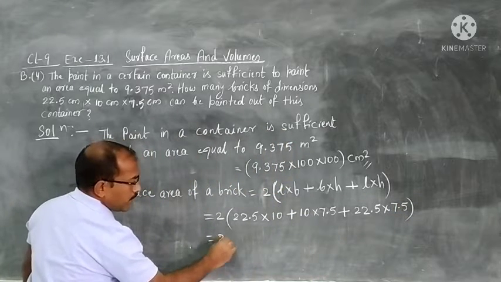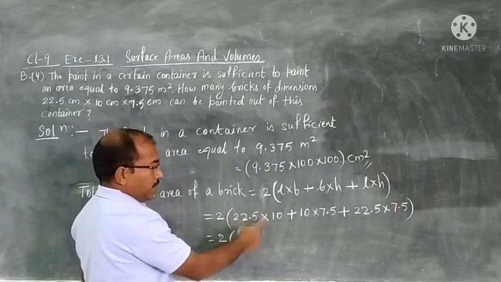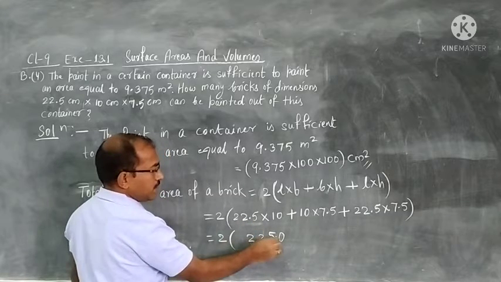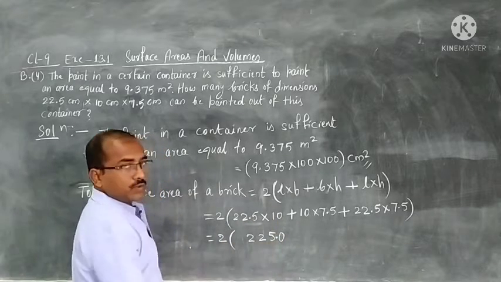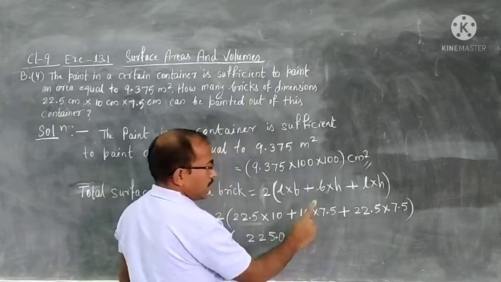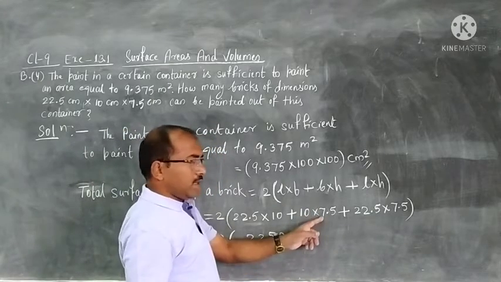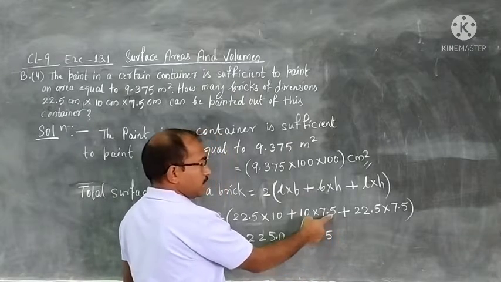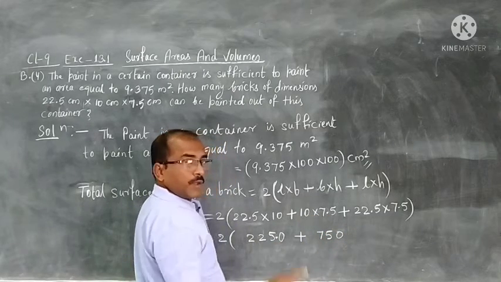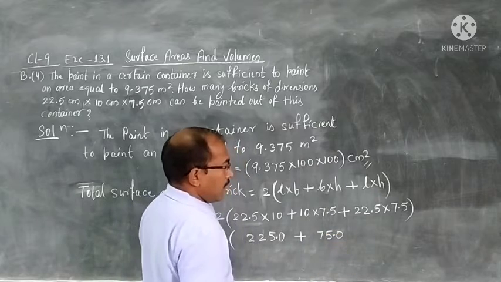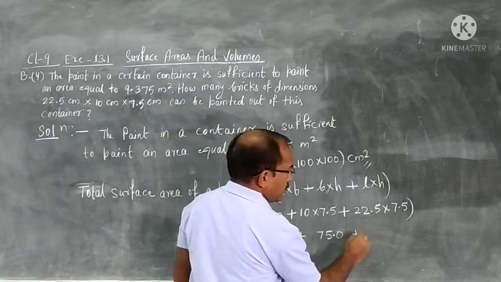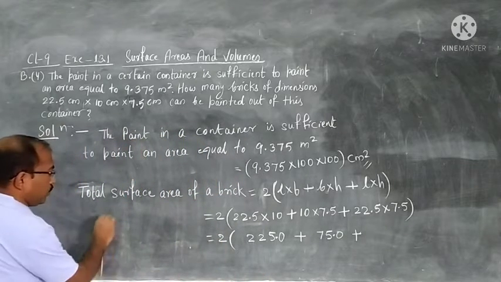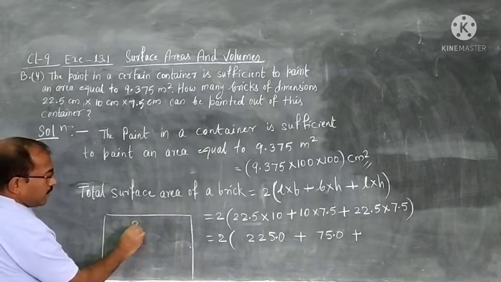We need to calculate this part. 225 into 10, 2250, after one digit decimal, so 225.0, plus 75 into 10. Decimal is there, but we will just multiply the numbers first and work for decimal later. 75 into 10, 750, after one digit decimal. And next we find 225 into 75. So we need to multiply that. So let's see, 225 into 75.